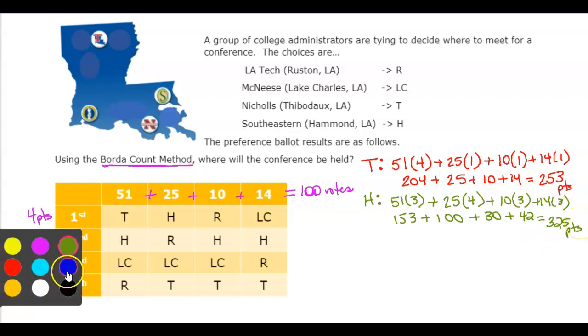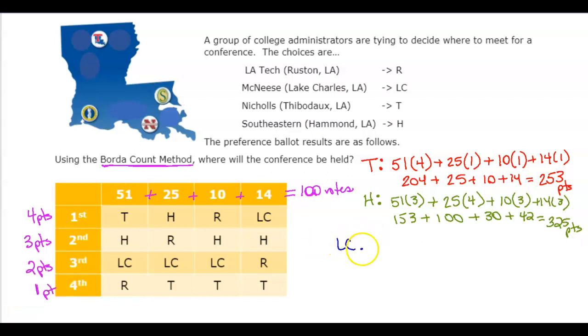So let's continue. Let's look at McNeese. McNeese is in Lake Charles, so that's our LC. Let's see what the point value is for LC. In the first column, the 51 votes, we're going to get 2 points each. Same thing for the second column, the 51 votes are going to receive 2 points each. The third column, same thing. The 10 votes will receive 2 points each. And in the last column, these 14 votes are going to receive 4 points each.